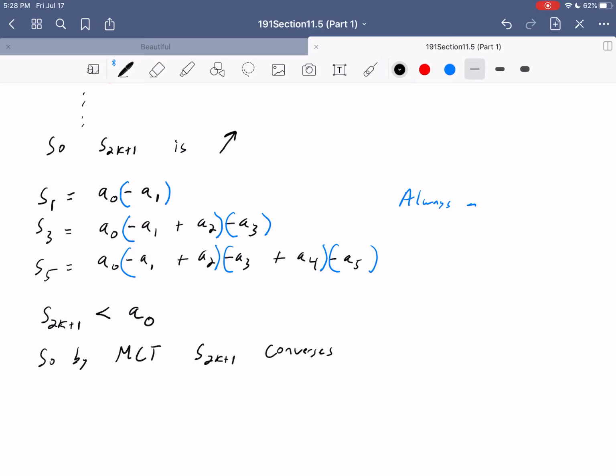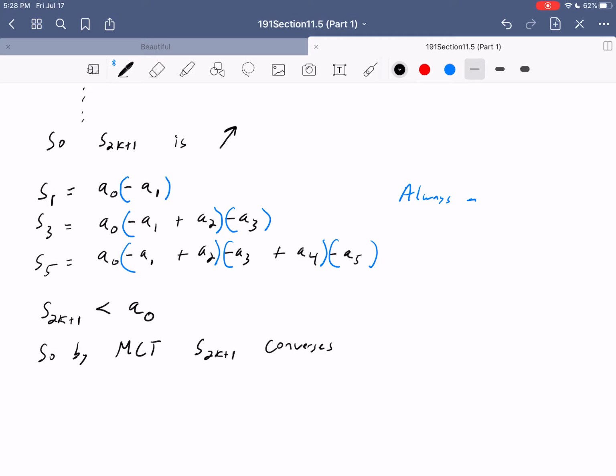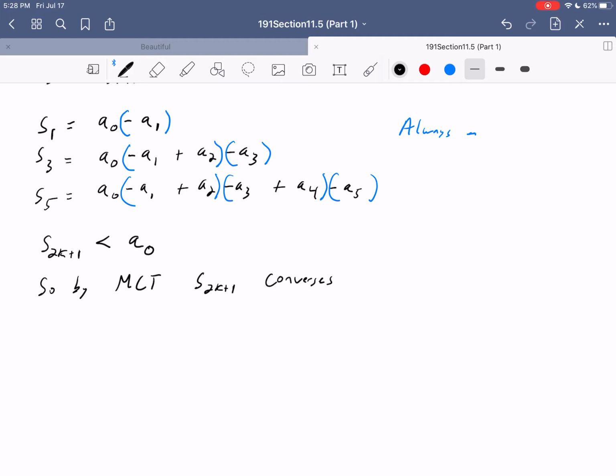We've now shown that the even partial sums and the odd partial sums both converge. The only question that remains is, do they converge to the same place? Because maybe they're headed two different places. In other words, our series is oscillating. That would be a problem. That would mean it doesn't converge. So now we have one last thing to show.